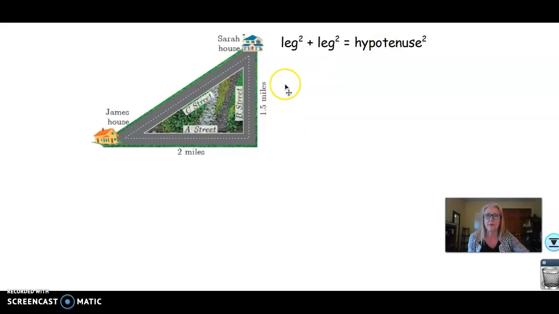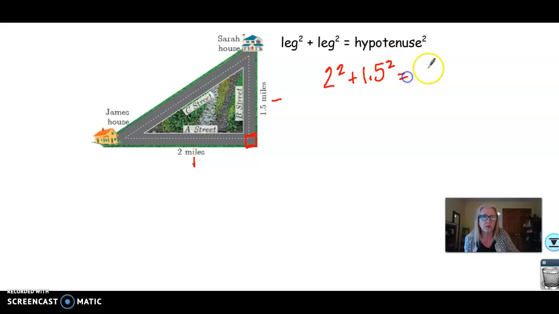So over here in this example, this is clearly our right angle right here. It looks like a right angle, right? So we'll put the little right angle symbol here, which means that this side and this side are our legs. It doesn't matter which one is A or which one is B, they both just have to be the legs. So we've got 2 squared plus 1.5 squared equals the distance from James's house to Sarah's house, which is clearly the side we don't know.